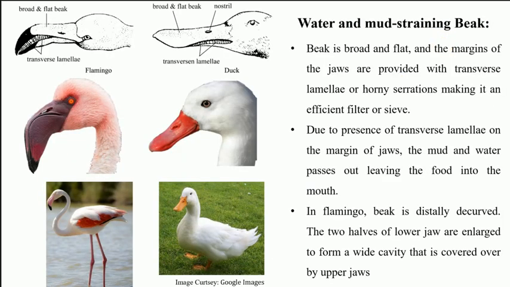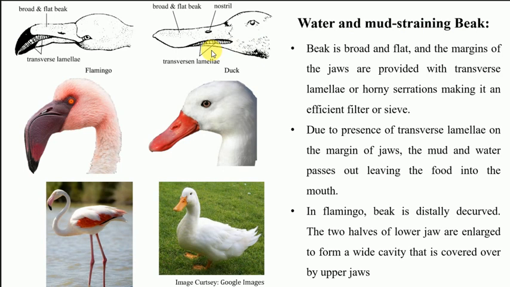The next one is the water and mud straining beak. The water and mud straining beak is broad and flat, and the margins of the jaws are provided with transverse lamellae. So here in the diagram you can see the transverse lamellae are present in the beak.